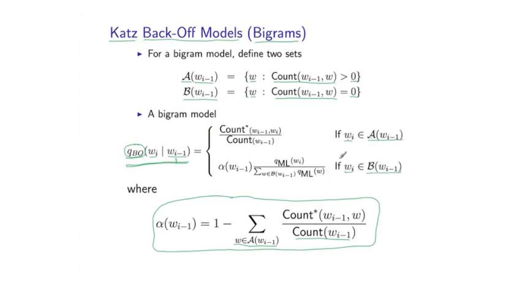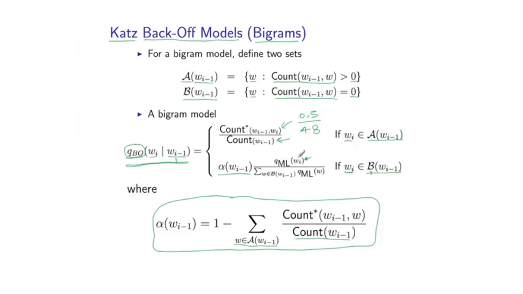If we have a word in the set A, we simply take the discounted count, so this might, for example, be 0.5, divided by the number of times we've seen w_{i-1}, so this might be 48, for example. Conversely, if the word is in the second set, B, that means this count is equal to 0, we do the following. So remember that alpha of w_{i-1} is this missing probability mass. I said before we were somehow going to divide this between the different words in this set B. And we divide this in proportion to the maximum likelihood estimate at the unigram level.